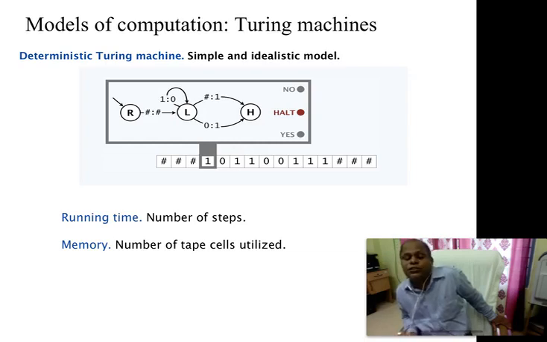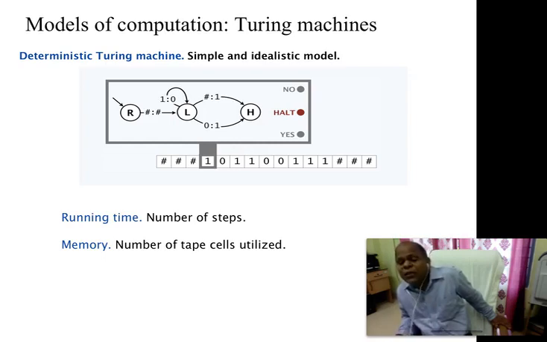steps required to solve the algorithm. Suppose it starts from the initial state, takes the input provided to the algorithm, and goes to the halting or final state. At that time, how many steps does your Turing machine jump from one state to another? Here the circle is the state, and the number of jumps from one state to another is considered the running time.